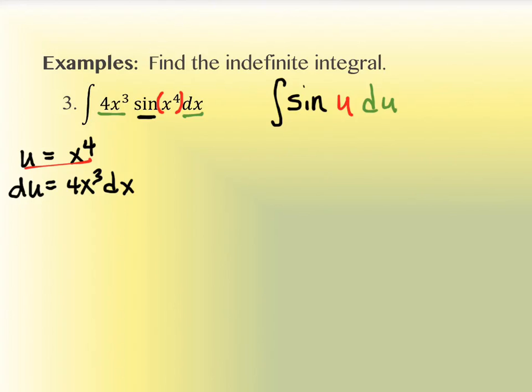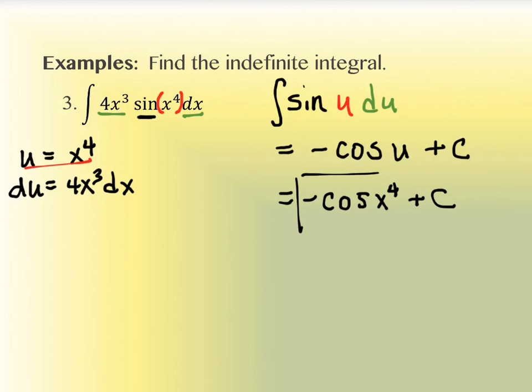Excellent. What is the antiderivative of sine? It is negative cosine. Yes, it is. Very good. Of u, and then plus c. All of that. Not finished because there's a u in it, so I've got negative cosine of what? x to the 4th. And then plus c. If you want to put the parentheses around the x to the 4th, kind of like we put them in red to begin with, that's fine. If you want to leave them off, that's fine too. So this is your final answer on that one. Is that okay?